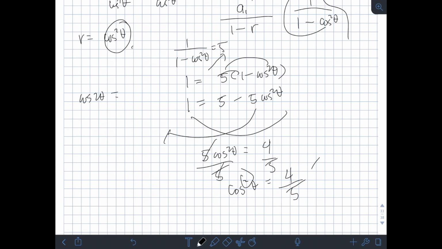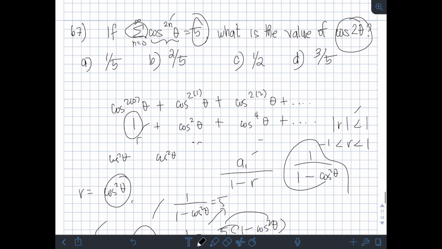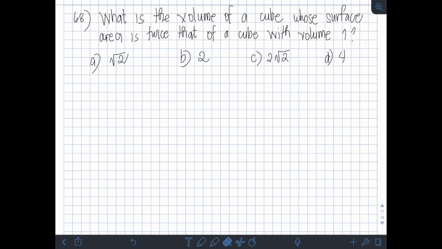So, 'di ba cosine 2 theta is equal to 2 cos squared theta minus 1? Right? Since meron na nga tayo nitong cos squared theta na 4 over 5, masasagot na natin si cosine 2 theta. Substitute natin. 2 times 4 over 5 minus 1. So, equal to saan? 8 over 5 minus 1 or LCD 5. So, 8 minus 5, 3 over 5. So, meron ba tayo sa choices na 3 over 5? Ayun, letter D. Okay?